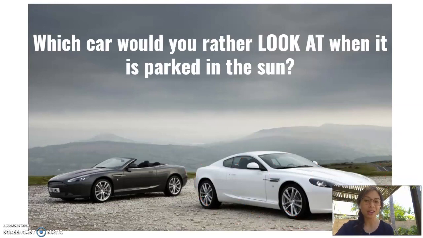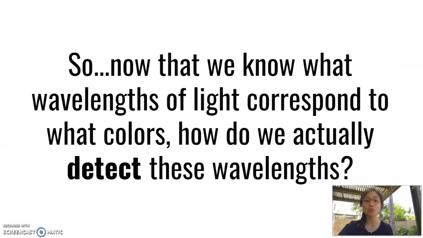But what about looking at a car? I think we've also been blinded by really bright white cars in the sun. I mean, it even hurts my eyes to look at a piece of paper in direct sunlight. And that is because the color white is reflecting all wavelengths of light back into our eyes, while black is absorbing that light. Therefore, I'd much rather look at a black car in the sun because it is much easier on my eyes. So now that we know what wavelengths of light correspond to what colors, how do we actually detect these wavelengths?